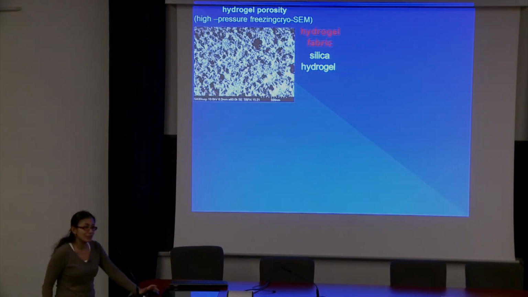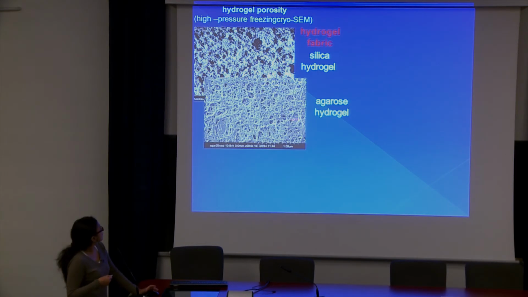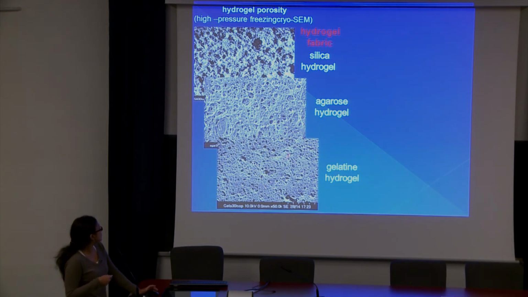Okay, so this is the cryo-SEM, just to show you how the silica hydrogel looks like without any crystal. And this is how the agarose looks like. And this is how the gelatin looks like. So those two are the fibrous hydrogels, and this one is just silica particle with size of 20 nanometer.